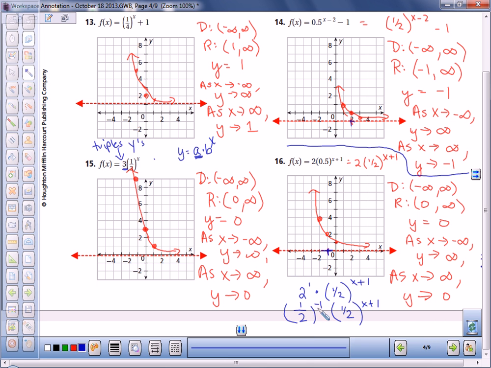And now I have like bases, so what could I do with the exponents? Add them, and negative 1 plus x plus positive 1 is just x. Does this look like 1/2 to the x? Yes, it does. Why would you do that? I'm just showing you that they're the same. That's all I'm doing.